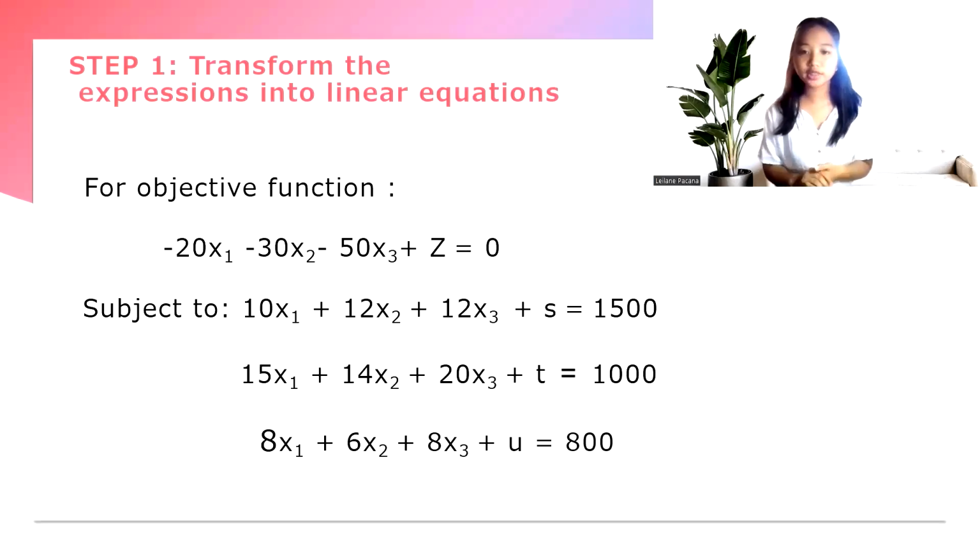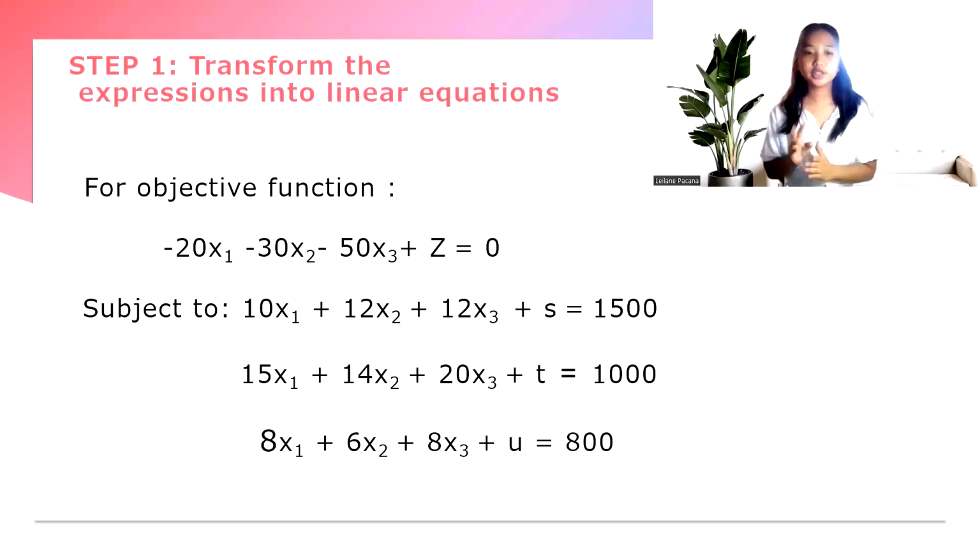Now, for our constraints, we have to make them equalities. How do we do that? We have to add slack variables. These are the slack variables that will fill the inequality to make it a linear equation. In the less than symbol, we really have to add slack variables in order to transform the inequality into linear equations. Now, for our first constraint, it would be 10x sub 1 plus 12x sub 2 plus 12x sub 3 plus s sub 1, where s represents our first slack variable, and it is equal to 1,500.